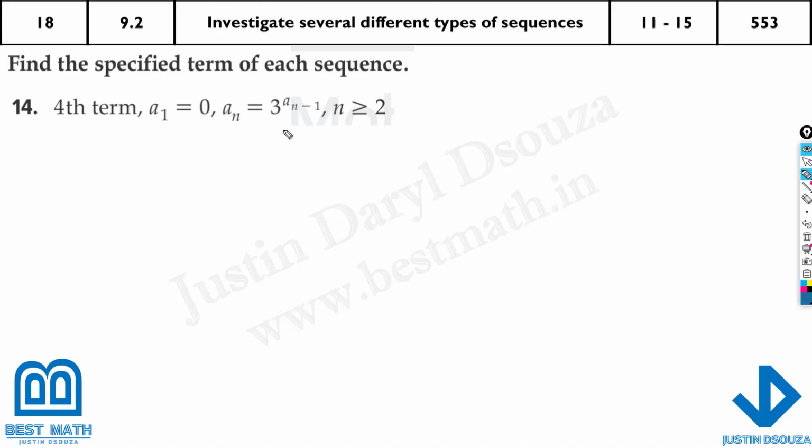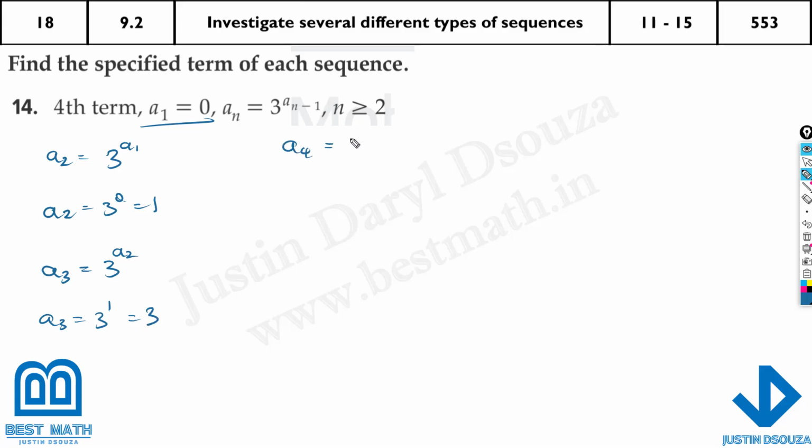Now same thing again, it's a recursive formula itself. It's a recursive formula in the sense you can't directly jump to the fourth term. You need to find all the previous terms. So A1 is 0, A2 is going to be 3 times 3 to the power A1. That's it. Now here A2 is equal to 3 to the power 0, that's 1. Now what about the next one? A3 is going to be 3 times 3 to the power A2, and A3 is 3 times 1, that is 3. Fourth term, 3 times 3 to the power A3.